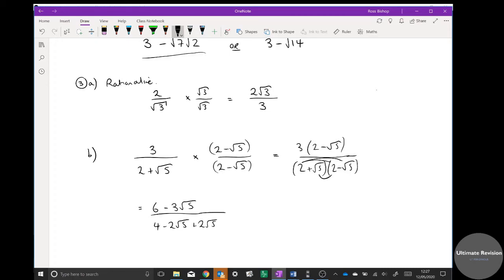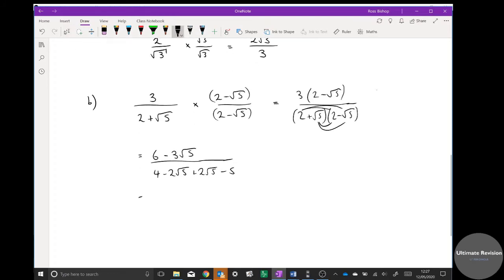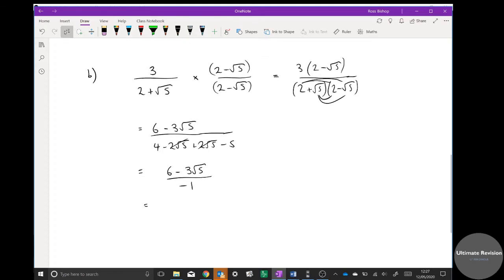2 root 5 minus 5. Tidied it up a little bit. These two cancel, which is really nice. 6 minus 3 root 5 over negative 1. And again, when you divide by negative 1, it flips the signs on the top, which is quite nice. So that's just going to be 3 root 5 minus 6.